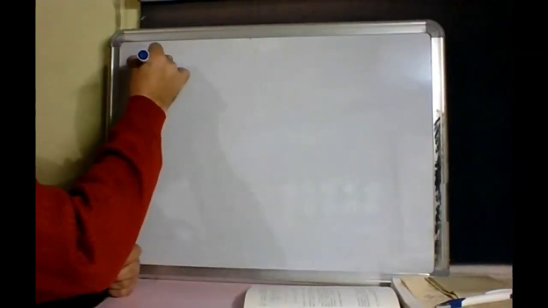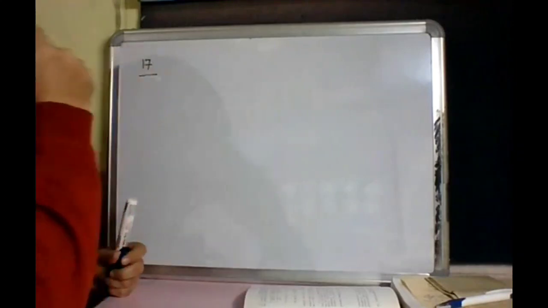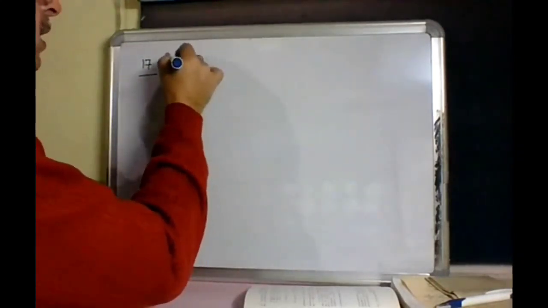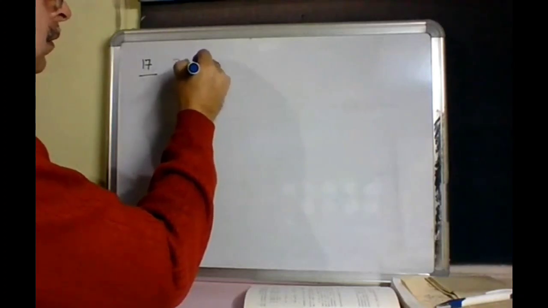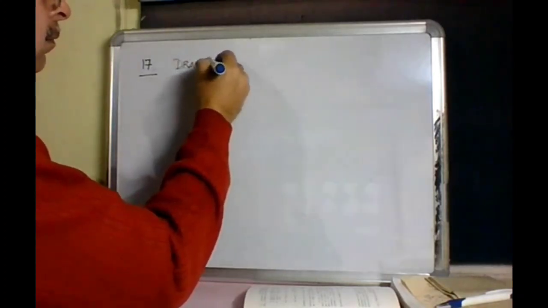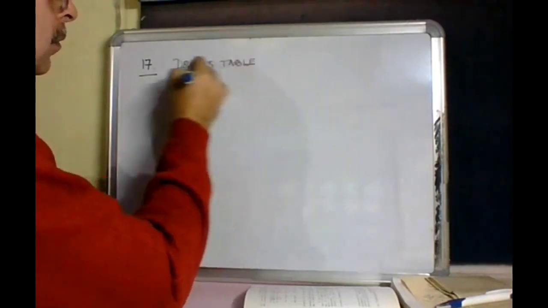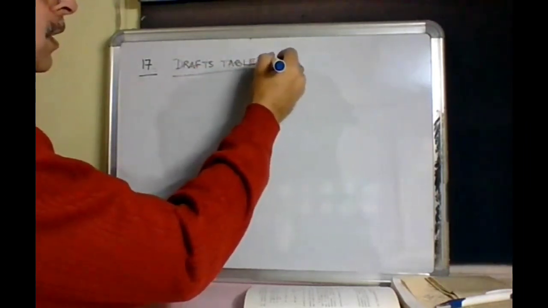TF is equal to TC minus TA. That was the 16th formula that we wrote. All right. And now we come to the 17th formula, and that is the summary of the whole thing. That is, we make a drafts table. That is the last and the final.